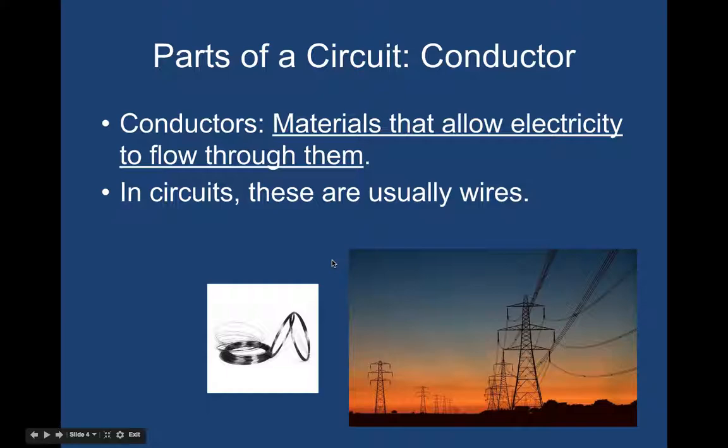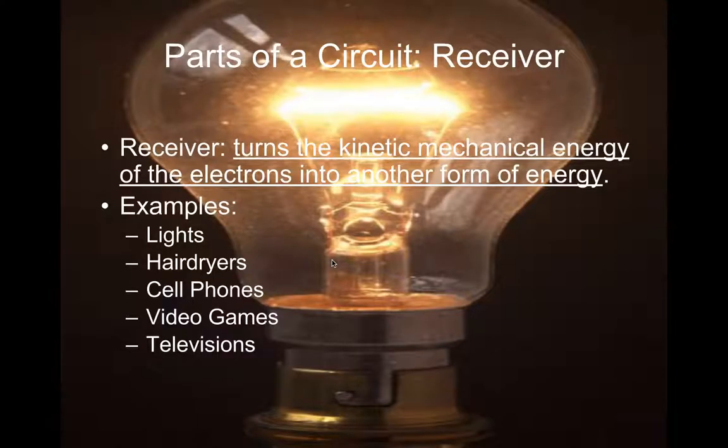So for our circuit, we had our voltage source, we have our conductor, and then we have our receiver. Notice the light bulb in the background. A receiver is the thing that is actually going to receive the electricity and do something with it. It's going to convert it into a different type of energy or something like that. Different examples we have on here are light bulbs, hair dryers, cell phones, and video games, the actual console. So when you push the button to turn on your PlayStation, the PlayStation itself is taking that electricity and doing something with it. Same thing with your TV.